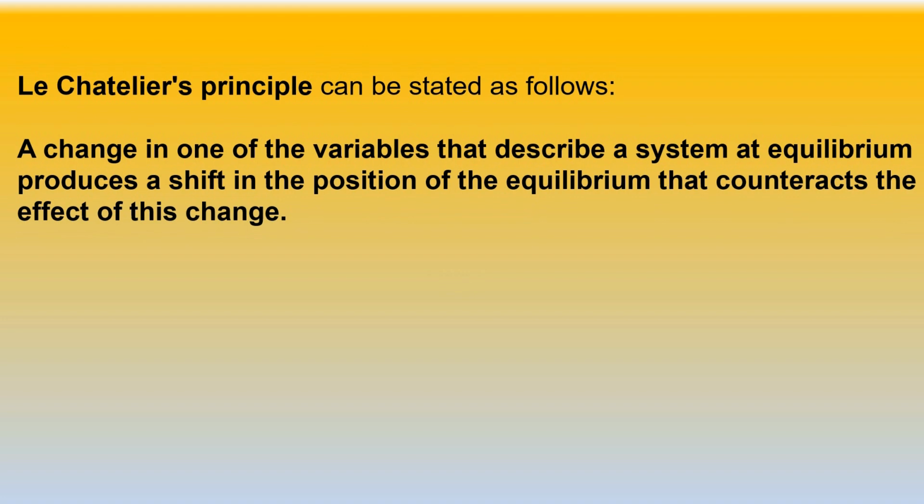Le Chatelier's principle can be stated as follows. A change in one of the variables that describe a system at equilibrium produces a shift in the position of the equilibrium that counteracts the effect of this change.